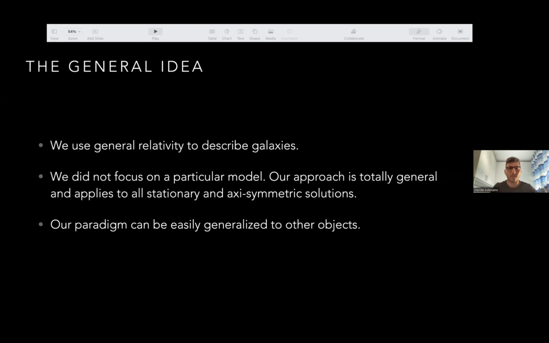The general idea. Okay, I'm not going to go into the details because my collaborator Federico already did that, and also Professor Crosta and Peter already did that. But just to sketch, our approach is totally general and applies to all stationary and axisymmetric dust solutions. We did not focus on a particular model.